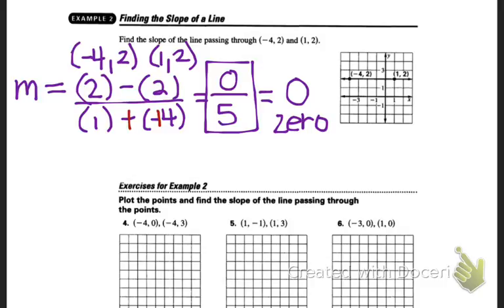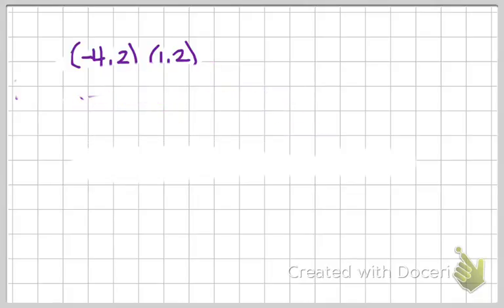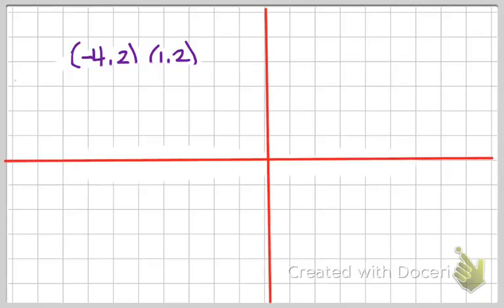Let's look to see what this would look like if we graphed it. So go to your graph. And let's graph these 2 ordered pairs. Okay, so we have negative 4, 1, 2, 3, 4, 1, 2, and 1, 2. What kind of line is this making? Vertical, horizontal, diagonal? A horizontal line. So this is a 0 slope.